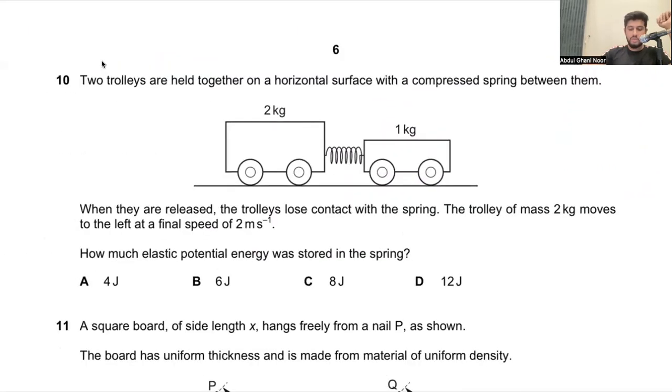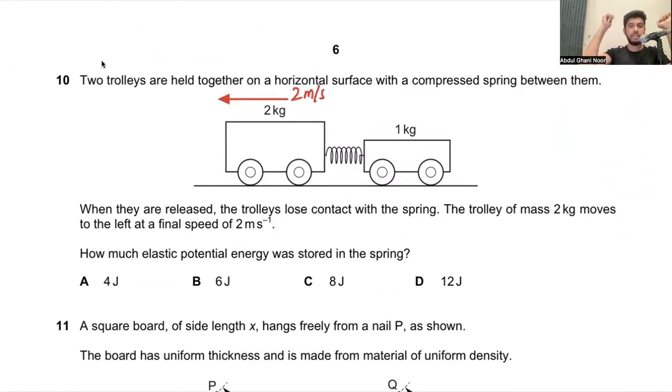Question number 10 says, two trolleys are held together on a horizontal surface with a compressed spring between them. When they are released, the trolleys lose contact with the spring. The trolley of mass 2 kilogram moves to the left at a speed of 2 meters per second. How much elastic potential energy was stored in the spring?